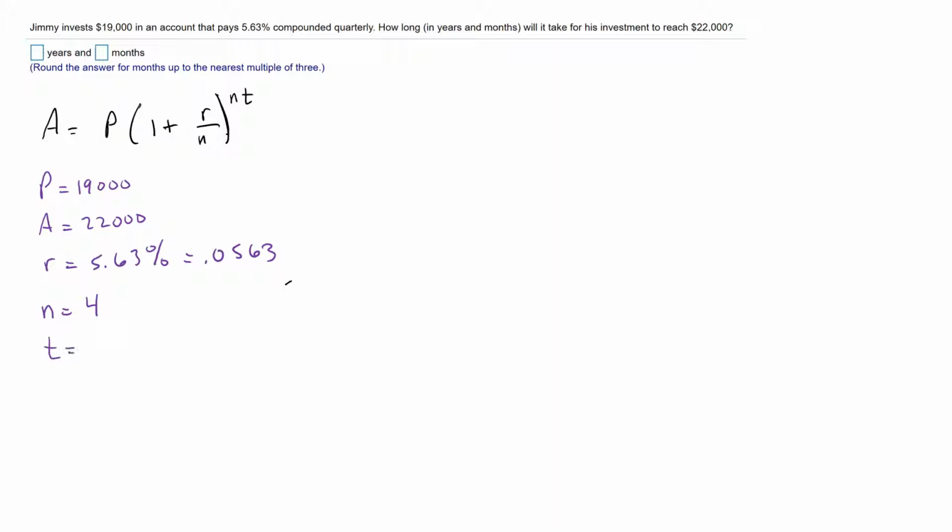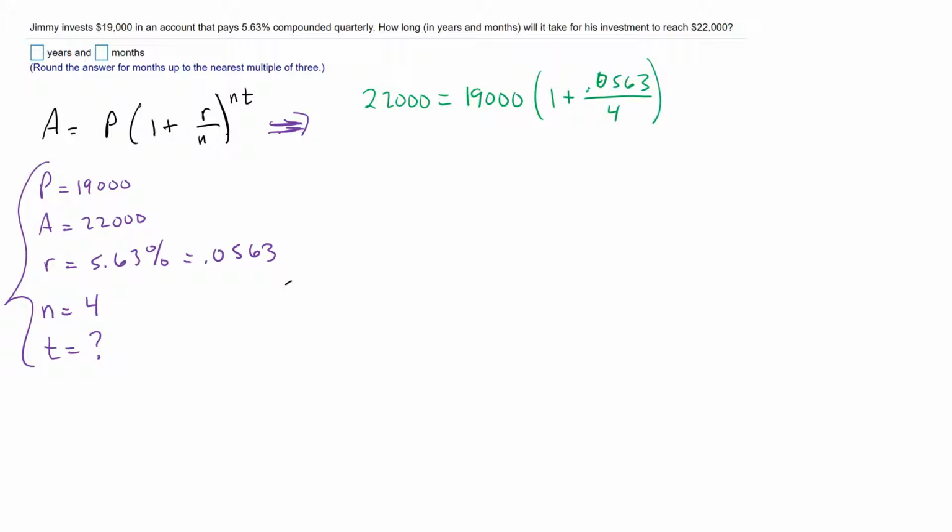And we want to figure out how long it's going to take for this to happen. So we don't know what t is. That's actually what we're trying to figure out. So we're going to plug the numbers they gave us into this formula. A is 22,000, P is 19,000 times (1 plus r, where r is 0.0563, over 4) raised to the 4 times t.